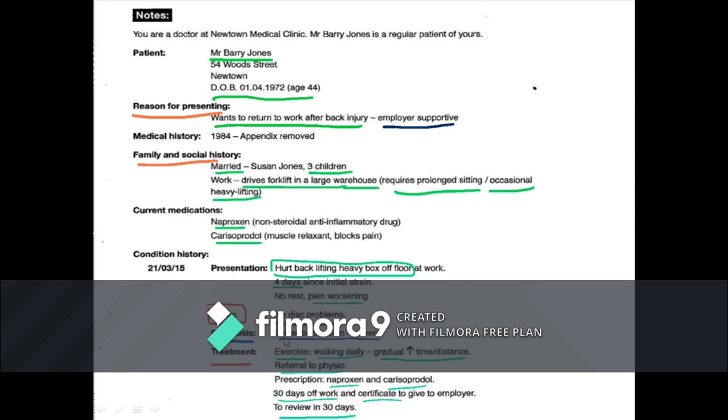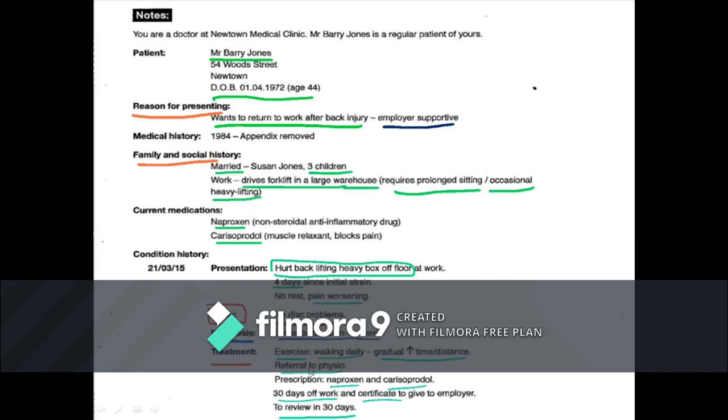So you made a diagnosis of lower back strain, which is severe. Treatment was given: exercise and walking daily. You advise on exercise and walking daily, with a gradual increase in time and distance. This is important. You are going to advise a gradual increase in time and distance of exercise. You also refer to the physiotherapist, and you gave a prescription of naproxen and carisoprodol.